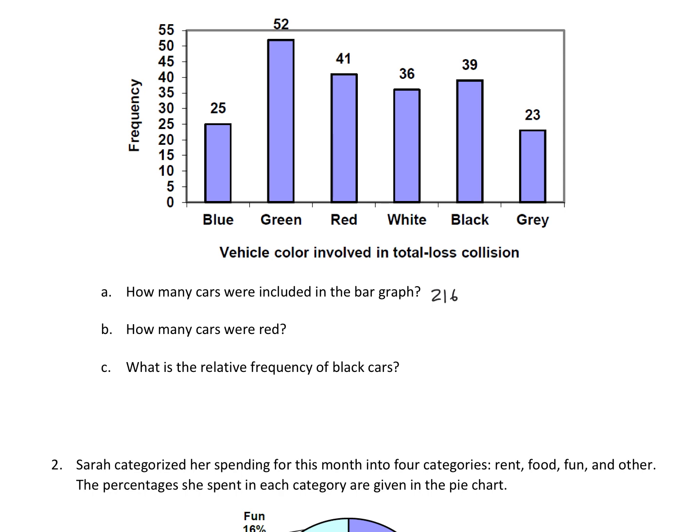How many cars were red? So we just are going to go look at the red variable and we see that that bar goes up to 41. What is the relative frequency of black cars?